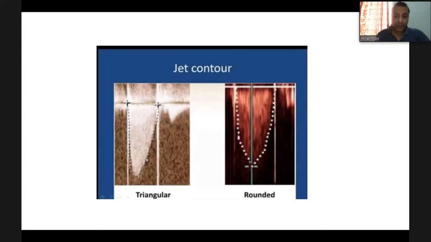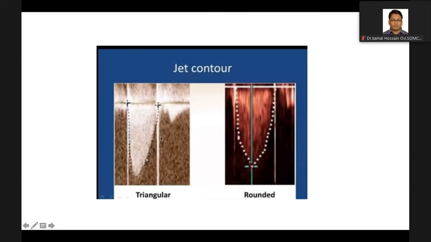Now, spectral Doppler jet. You have to first look at the spectral Doppler jet, the contour of the jet. What is normal or abnormal? In the case of the aortic valve spectral Doppler, it is triangular and early peaking. That is normal. But if it looks rounded and the peaking is late, the more the stenosis, the more the late peaking of the spectral Doppler jet. So by looking at the spectral Doppler jet, you can assume whether there is stenosis or not.